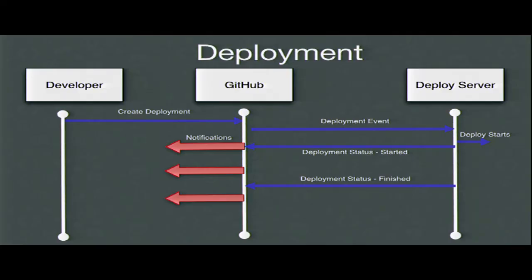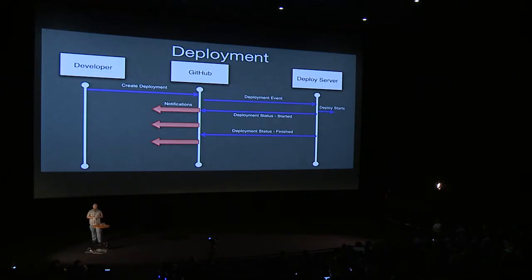You create a deployment on one end. GitHub sends out an event to whatever server you have that would say, okay, it's time to deploy because a deployment has been created, which will send status updates back to GitHub saying how the deployment is going. Those status events can come back to this server or a different server.